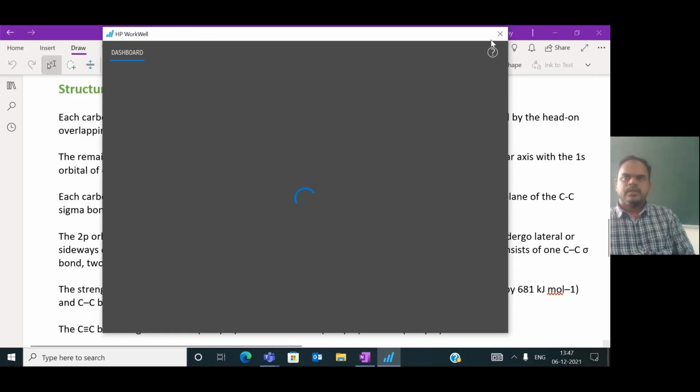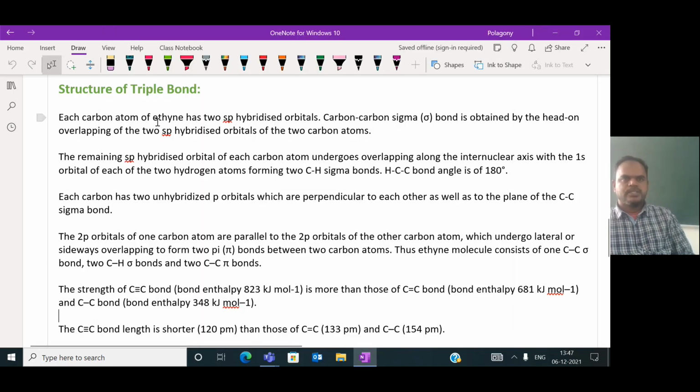In this, each carbon atom in ethyne undergoes sp hybridization. The sp hybrid orbitals between carbon and carbon will form one sigma bond, which is formed by overlapping of 2 sp orbitals of both carbon atoms in ethyne, where the triple covalent bond is present. The remaining sp hybrid orbital of each carbon will overlap on the internuclear axis with the 1s orbital of hydrogen.